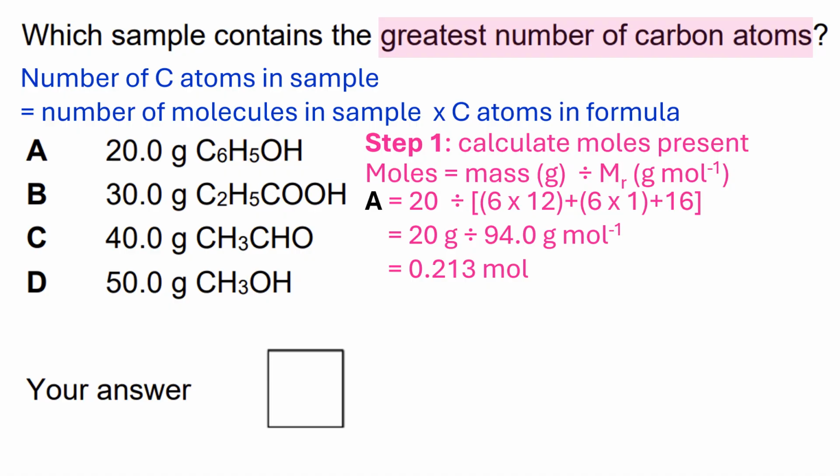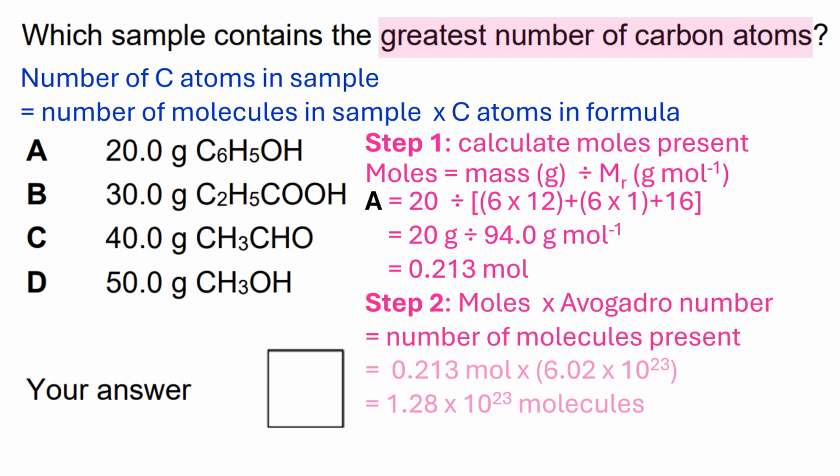So for A, I'm going to divide 20 grams by the molar mass. So the molar mass here is 94 grams per mole. That gives me 0.123 moles. So multiplying the moles times the Avogadro number will give you the number of molecules. So putting that through my calculator gives me 1.28 times 10 to the power of 23.